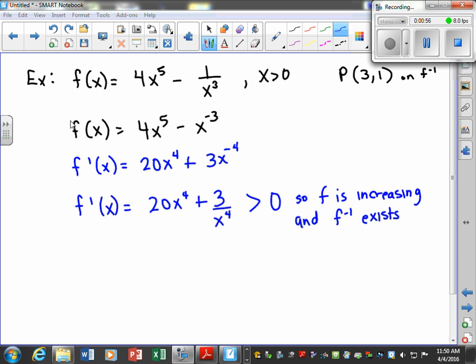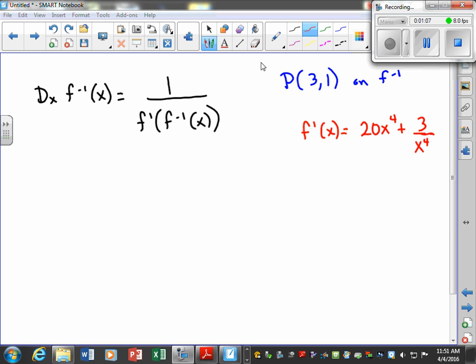Okay, so the next step we want to do is part B, is find the slope of the tangent line at the point 3, 1 on f inverse of x. Okay, so I write this is part B. Write my formula down, my given information, I pull my first derivative from the previous page. So first thing I'm going to do is evaluate this when x is 3.